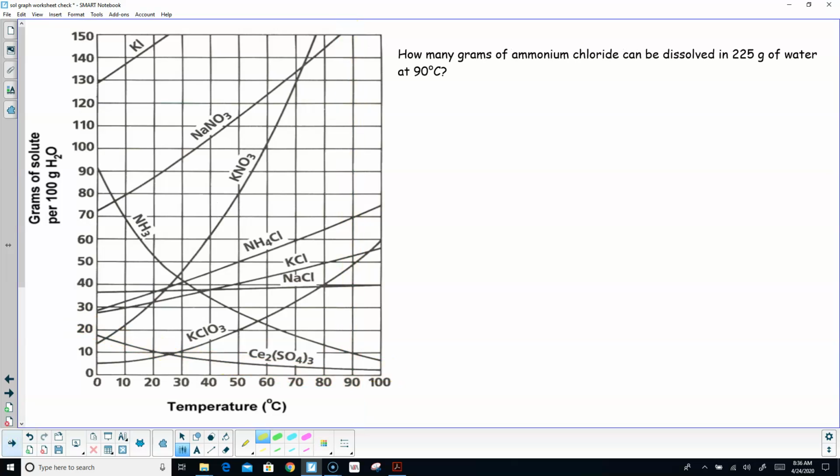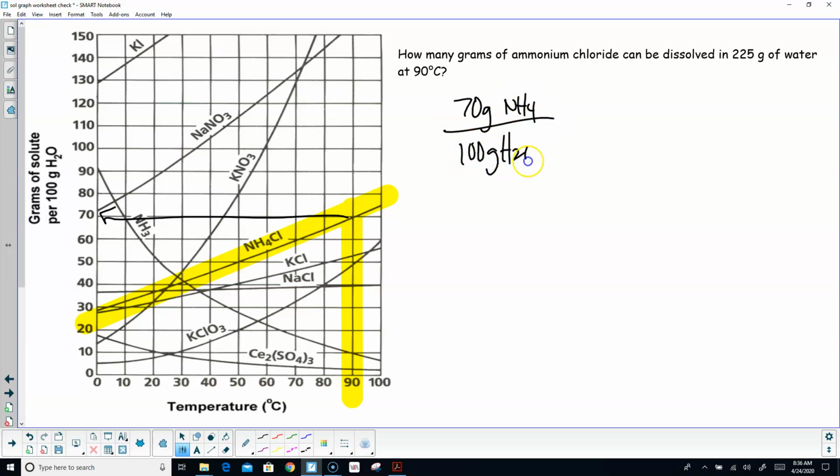Okay, this should be number 11. How many grams of ammonium chloride can be dissolved in 225 grams of water at 90 Celsius? So we've got to find ammonium chloride. That's this guy. And then it says the temp is 90, so here is 90. What we can determine from the graph is that it looks like 70 going across here. So we can dissolve 70 grams of ammonium chloride in 100 grams of water. But we don't have 100 grams of water, we have 225 grams of water.